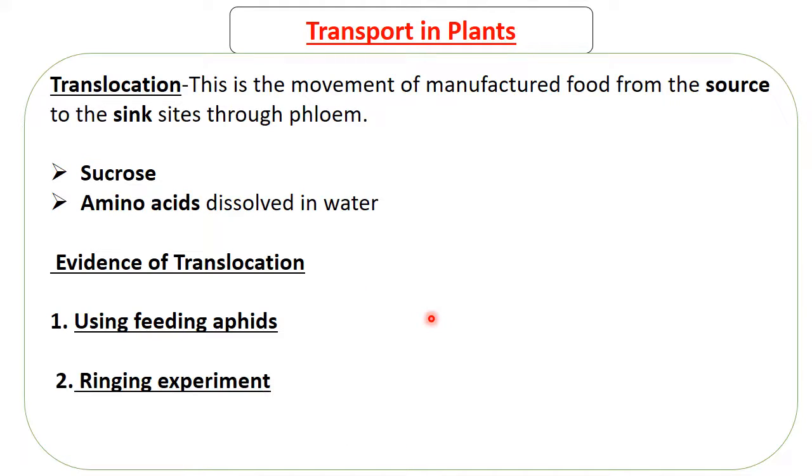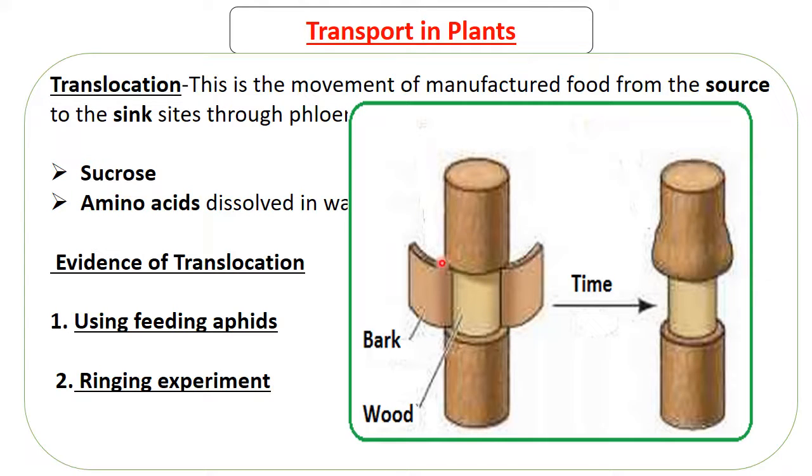The second experiment is the ringing experiment. In this one, a stem has the bark removed in the form of a ring. You remove this part of the stem, then you remain with the inner part of the stem, but the bark removed. After some time, you discover that the upper part gets swollen. What causes this swelling is manufactured food from the leaves, as it is being transported to the other parts of the plant. It passes through this channel, but when it reaches here, the phloem has been removed together with the bark. So this food accumulates here, and this causes it to swell. This is the ringing experiment, which proves that translocation occurs in plants.